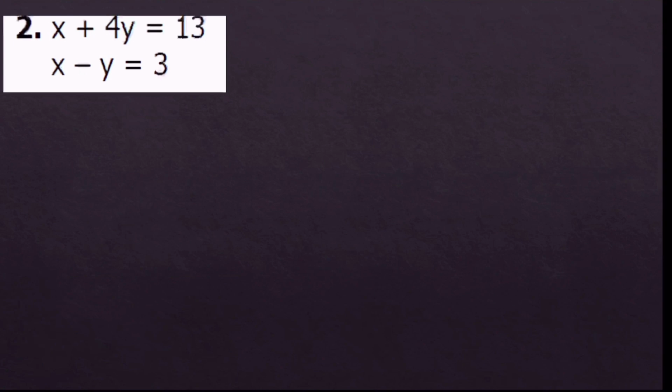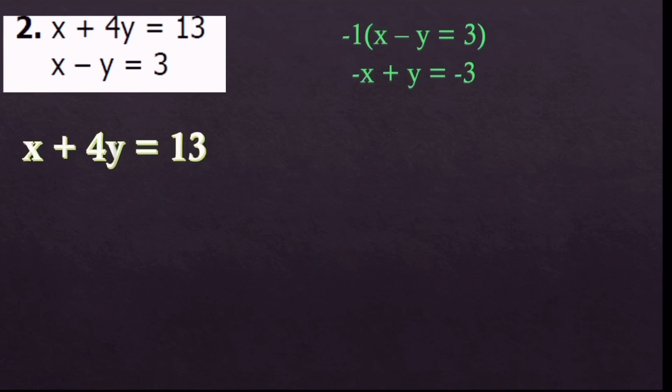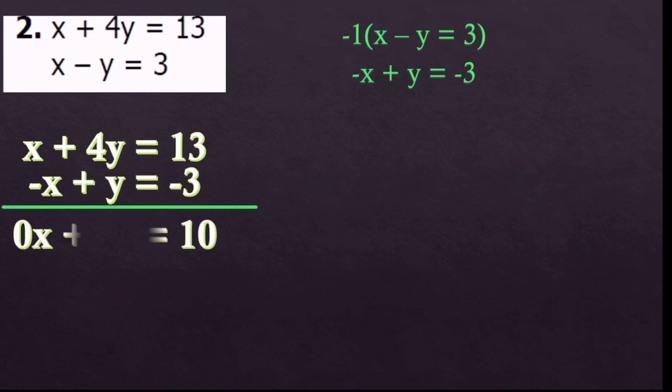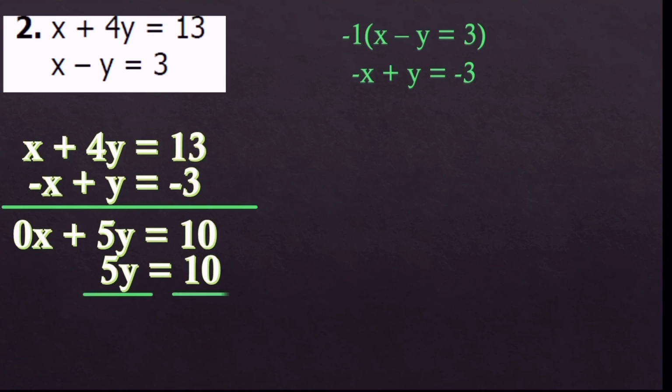So I'm going to just take my bottom equation and times everything by negative 1. That gives me negative x plus y equals negative 3. So I have a new equivalent equation. I can then take the original one and my new one and add them. Because watch what happens. My x's cancel out, my y's become 5, and my constants become 10. Remember, 0x, we don't write it. So it's really just 5y equals 10. I divide both sides by 5 to get y equals 2.